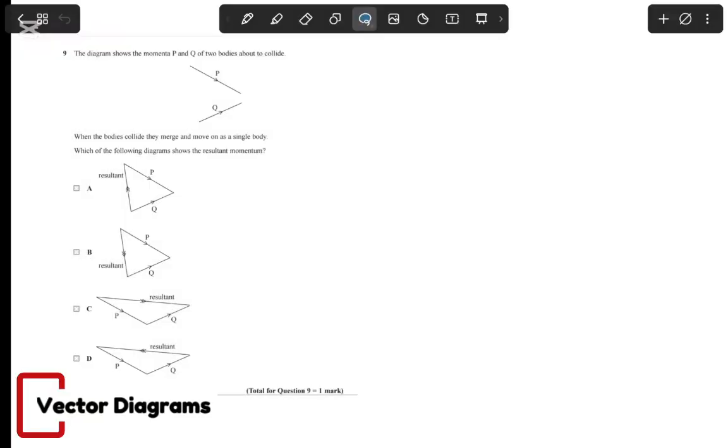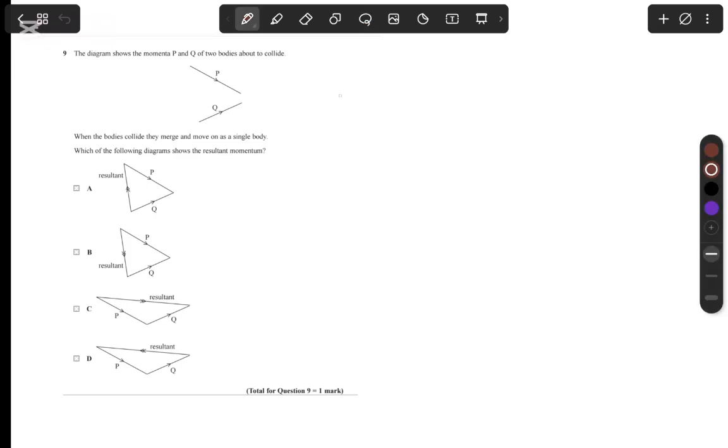Let's move on. Okay, so question 9, it says the diagram shows the momenta P and Q of two bodies that are about to collide. They merge and move as a single body. Which of the following diagrams shows the resultant momentum? Okay, so basically it's going to be kind of like this. We have P plus Q is equal to R. So these are the components and we get the resultant R.